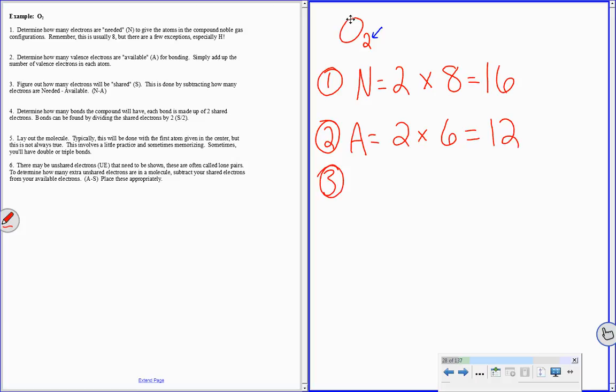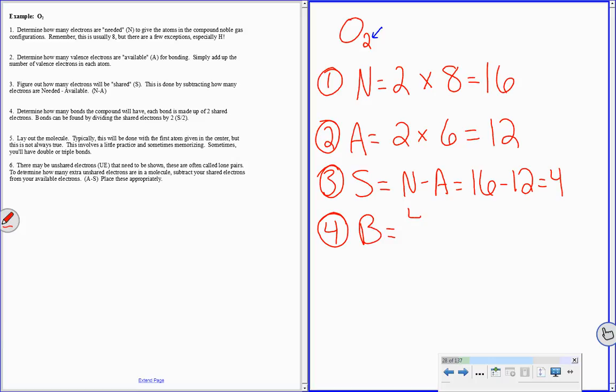Step number 3, I'm going to figure out how many electrons are to be shared. This is going to predict my bonds for me. My shared electrons will be my needed electrons minus my available, or in this case 16 minus 12, or 4. I'm sharing 4 total electrons. Each bond is comprised of 2 electrons, so my number of bonds will be my total shared electrons divided by 2.